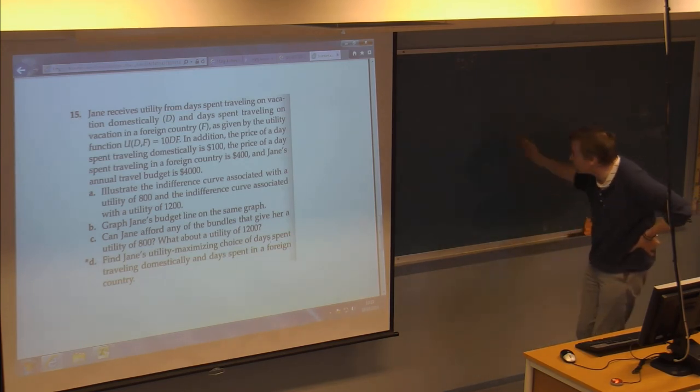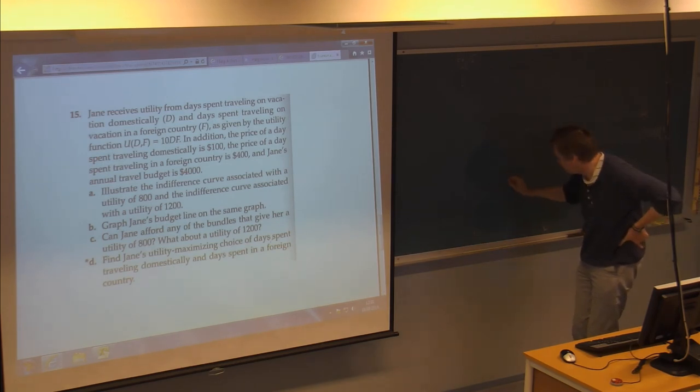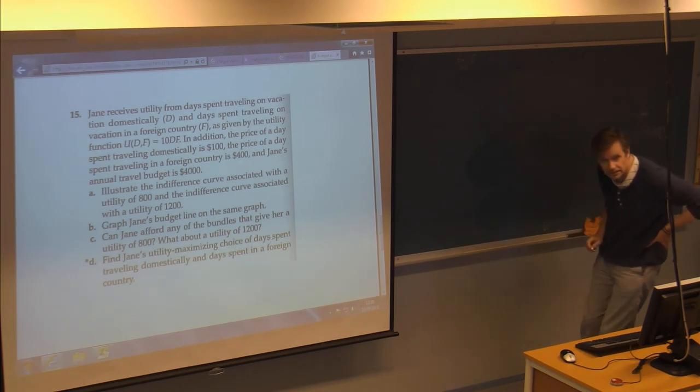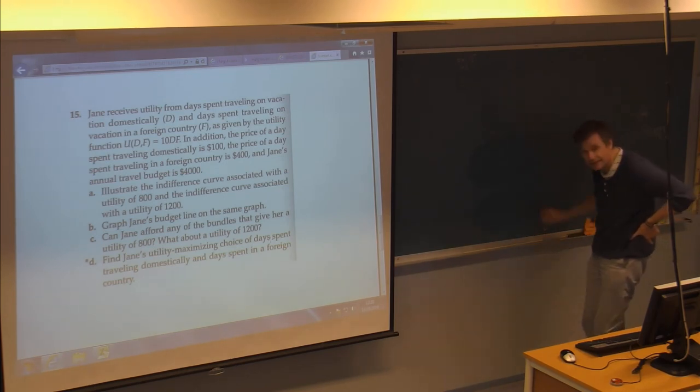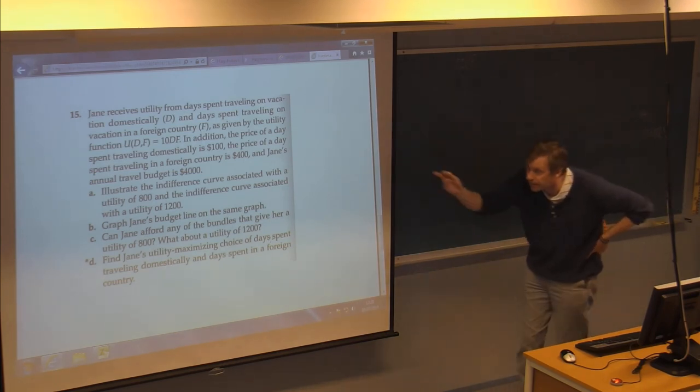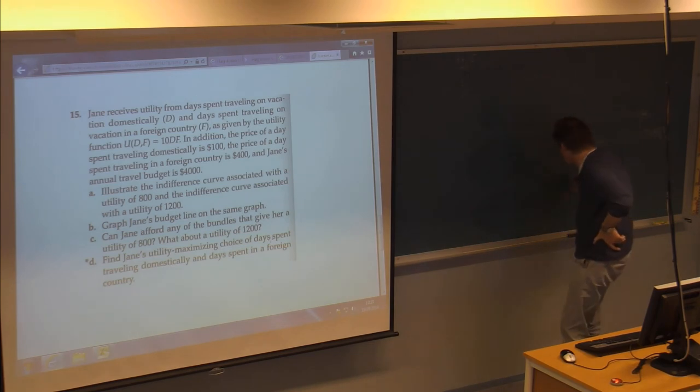Because the price of foreign vacation is 400 per day, we have to multiply that with the number of days we spend on foreign traveling, and then we have to add the amount we spend on domestic vacationing, which is D, 100 times D, and that should equal the total amount of money which we have available here, which is $4,000. So this is the budget constraint. Okay.